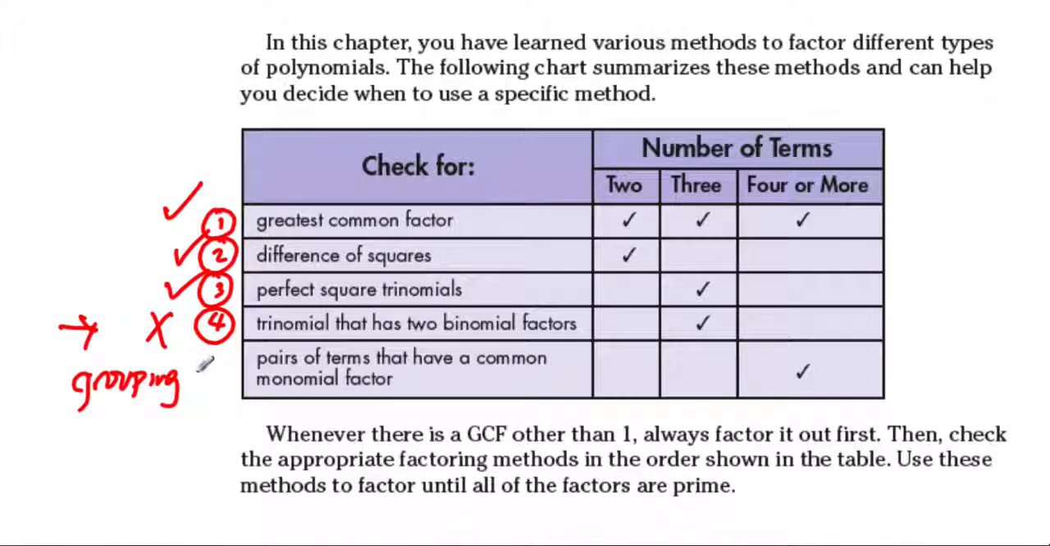And then if the coefficient of your quadratic term is greater than 1, so let's say ax squared plus bx plus c, and if a is greater than 1, then you use grouping. If a is equal to 1, then no grouping.